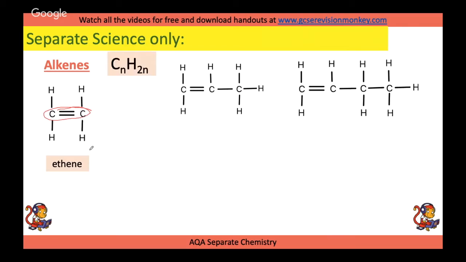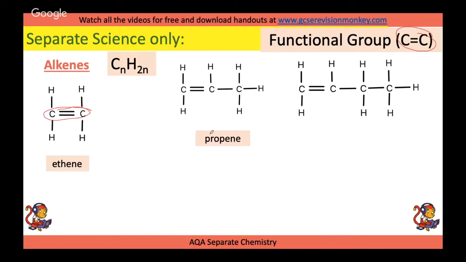So here we've got ethene. The functional group is C double bond C, like I said, propene and butene. The functional group is the one that is in all of the alkenes. So it's repeated in all of the alkenes. And then the structure just differs slightly. So 2, 3, 4 carbons. The general formula is CnH2n.